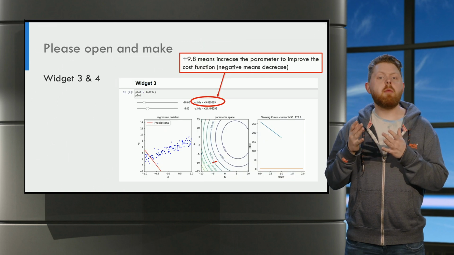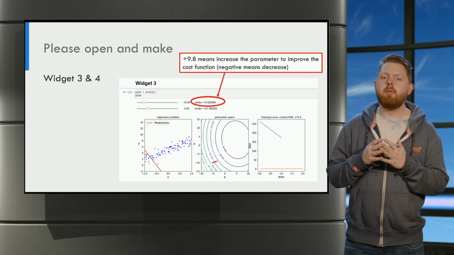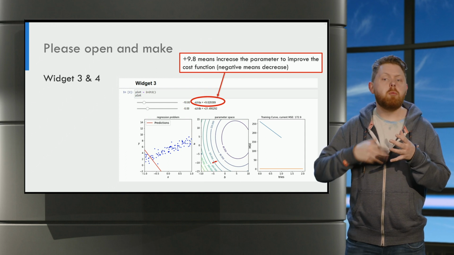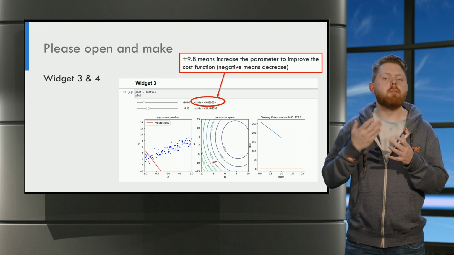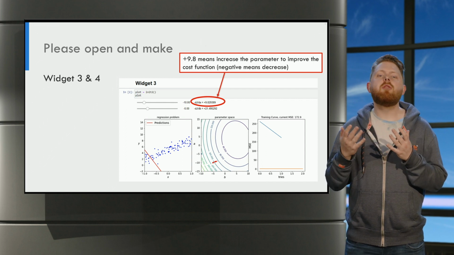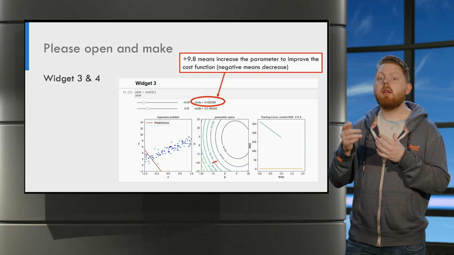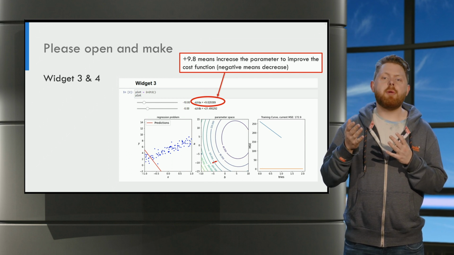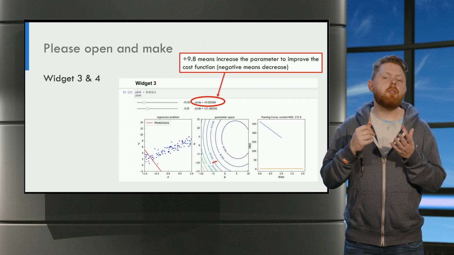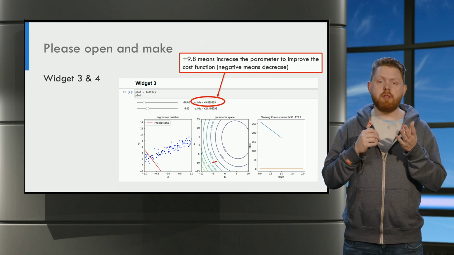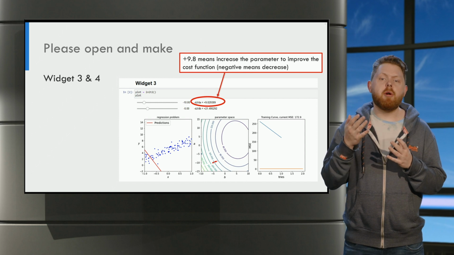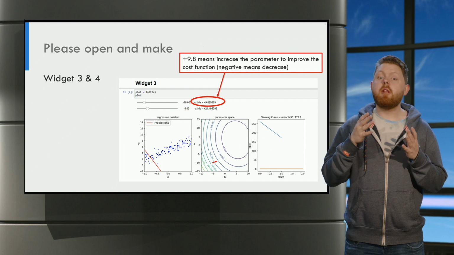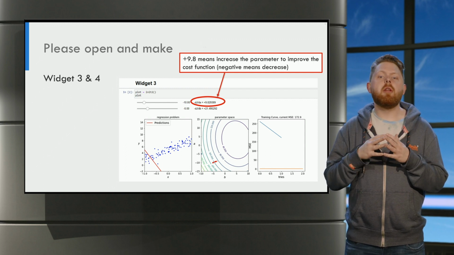Now please try to make widget number 3 and 4. In this exercise, you will use gradient information to speed up your optimization. Notice that next to the slider, we indicate the negative gradient. This number tells you how to update your parameter. A positive number means you should increase your parameter. A negative number means you should decrease the parameter. Good luck with the widget. Afterward, we continue with the video.